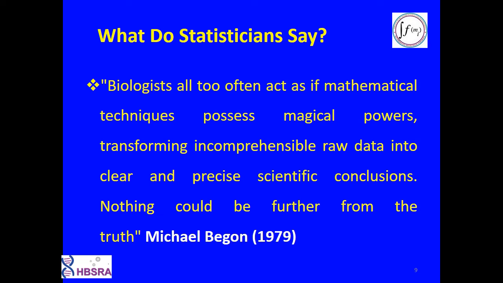Another professor, a biologist, says that biologists all too often act as if mathematical techniques possess magical powers. That means most researchers think, I'm using good software, so I will get good results. They assume that the software can work a miracle. But whatever software you use, your outcome depends on your input. If you put garbage in, you will get garbage out. If your research design is poor, or your data collection methods are wrong, then whatever software you use, its outcome is useless.